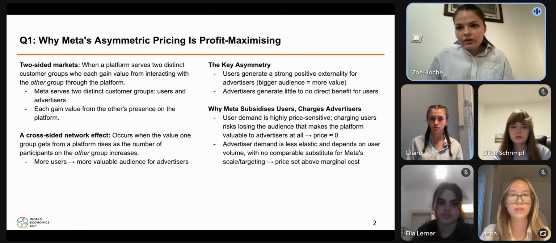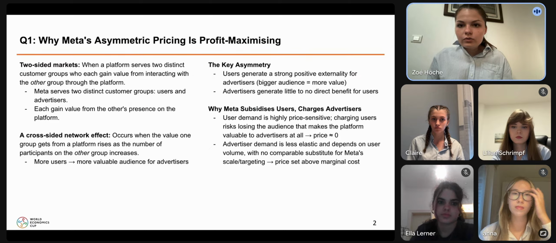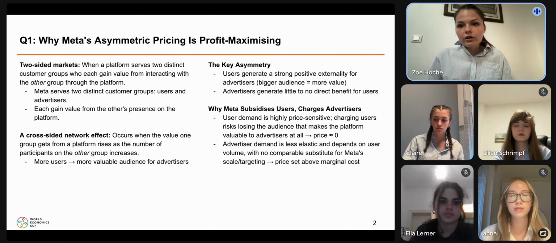Meta subsidizes users and charges advertisers because user demand is highly price sensitive. Charging users risks losing the audience that makes the platform valuable to advertisers and therefore profitable at all in the first place. Advertiser demand, on the other hand, is less elastic and depends on user volume, with no comparable substitute for Meta's scale or targeting. This means their price is set above marginal cost.